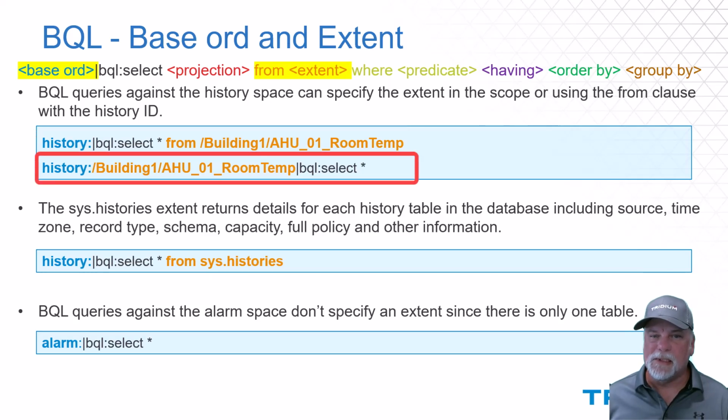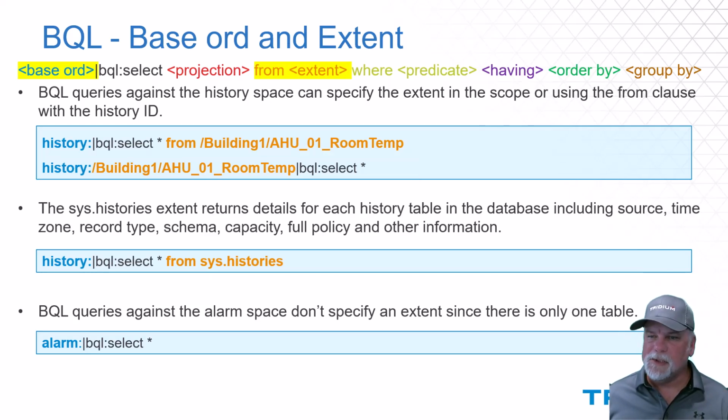The other option is that you combine the base ORD of the history space with the history ID prior to the BQL select statement, and that base ORD gives us the extent. So we don't have to put from in the history ID then. And there are some reasons why we might want to do that. We'll see that a little bit later when we get into talking about some predicates and things of that nature.